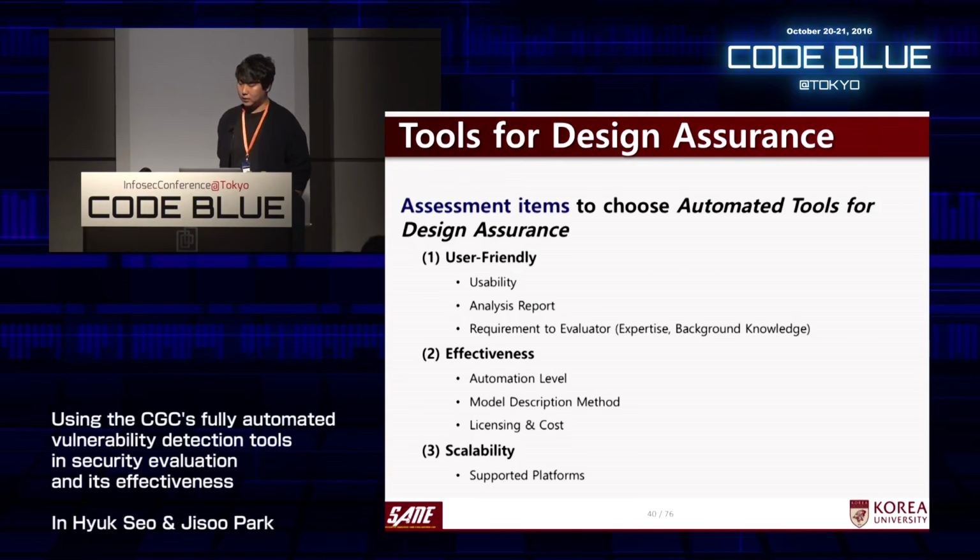And requirement to evaluator checks whether the tool demands additional requirements from the security evaluator. If the tool requires additional requirements, we check the tool's detailed requirements. Second is effectiveness. Effectiveness is composed of automation level, model description method, and licensing cost. Automation level is the tool's automation level. It's divided into fully automated, interactive, and manual.